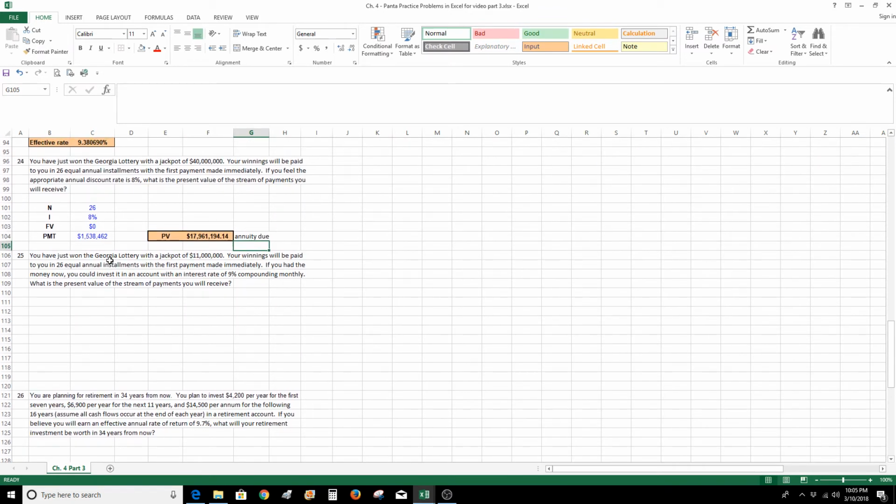Okay, you have just won the Georgia lottery again with a jackpot of $11 million. Your winnings will be paid to you in 26 equal annual installments with the first payment made immediately. So we have another annuity due. If you had the money now, you would invest it in an account with an interest rate of 9% compounding monthly. What is the present value of the stream of payments you will receive?